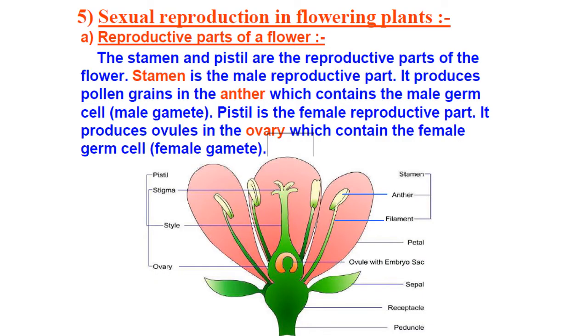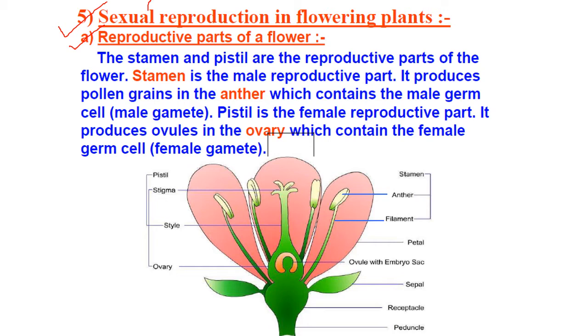In the previous class, we discussed asexual reproduction. Today, we are going to discuss sexual reproduction in flowering plants. So, first of all, before moving on to sexual reproduction in flowering plants, let's talk about the reproductive parts of the flower, which you have already studied in your lower classes.